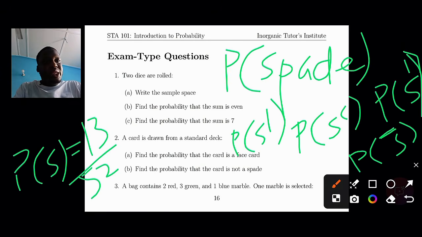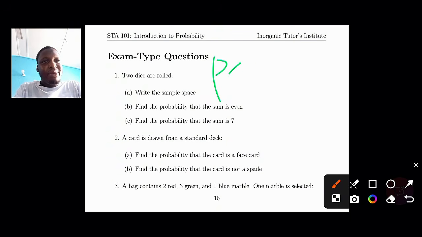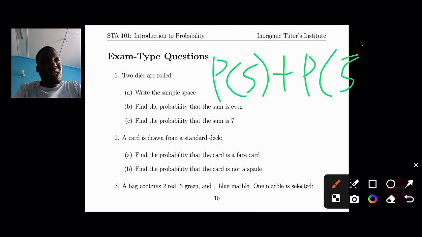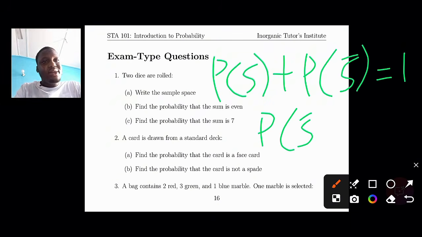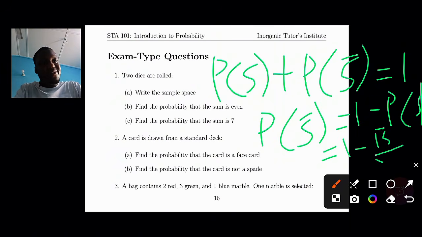So the probability of not getting a spade, remember, a spade plus not a spade is 1. So we now want not a spade, which is 1 minus what? Spade. And we determined the probability of getting a spade, because there are 13 spades, we have 13 over 52. And when you punch it, the answer that you get is the probability of not getting a spade.